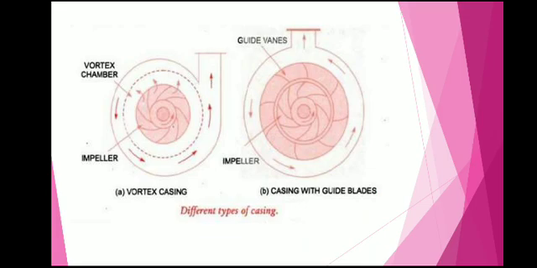And another different type of casing diagram is shown in the figure. The first one is the vortex casing and the second is casing with guide blades. This is the blade, a guide vane also attached. So both have an impeller. This one is the vortex chamber as shown like this.